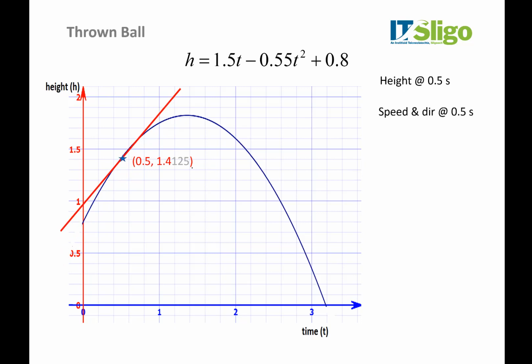Here we take the slope, so we draw a tangent at the point of interest. We pick 2 points.